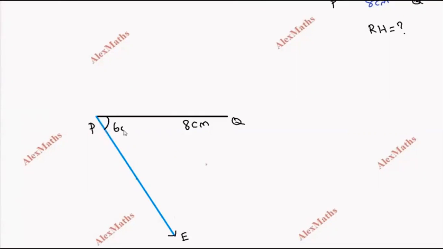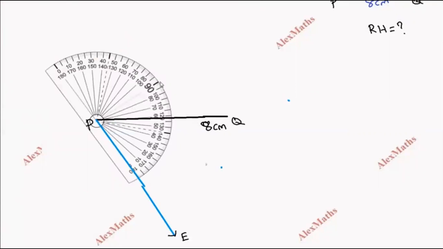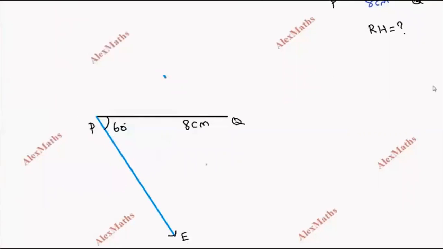QPE is 60 degree. Now we have to draw the perpendicular. For that, you keep the protractor on the line PE, the new line, no, PE. And you have to mark 90 degree from P. So now we got the perpendicular, 90 degree. So angle FPE is 90 degree.